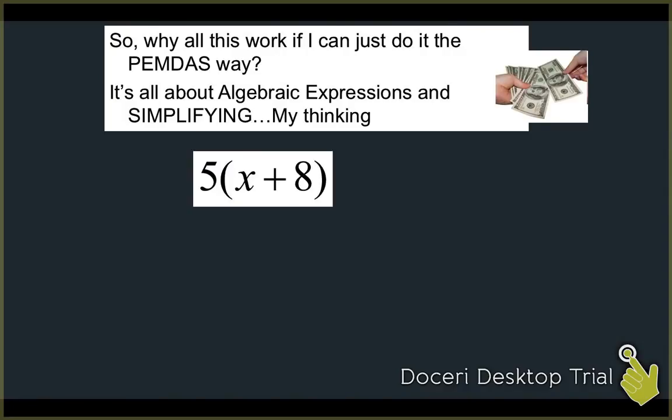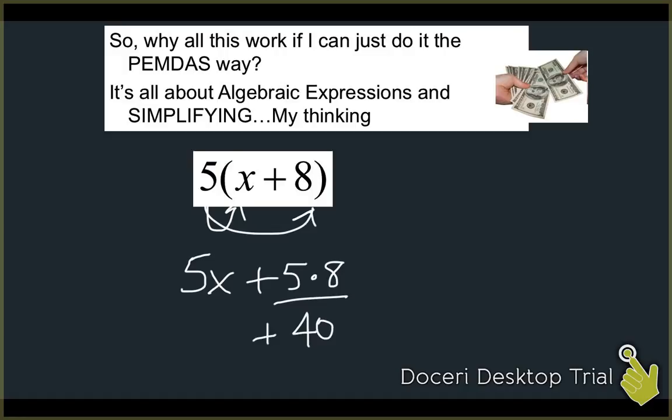Well, I know that in the past I could just multiply the inside, so maybe I can try that. If I multiply 5 times x, I'll get 5x, and then 5 times 8, that gives me 40. So then this expression would turn into 5x plus 40. And that's all that the distributive property says. Let's try some more.